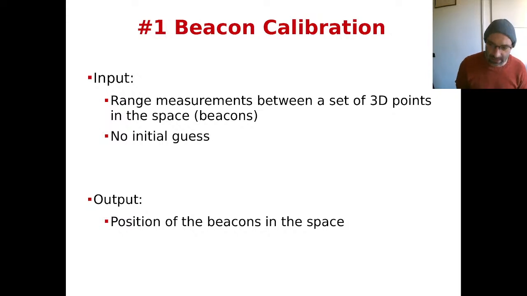Now, here is the list of potential projects. First one is beacon calibration. Beacon calibration is, I have a set of 3D points in the space. I don't know where they are. And what I sense is, from each beacon, the range to a set of nearby beacons. Right? So a set of distances between 3D points. I do not have an initial guess. After having measurements of each beacon with each subset of other beacons, I'd like to have a hypothesis of their position in the space.